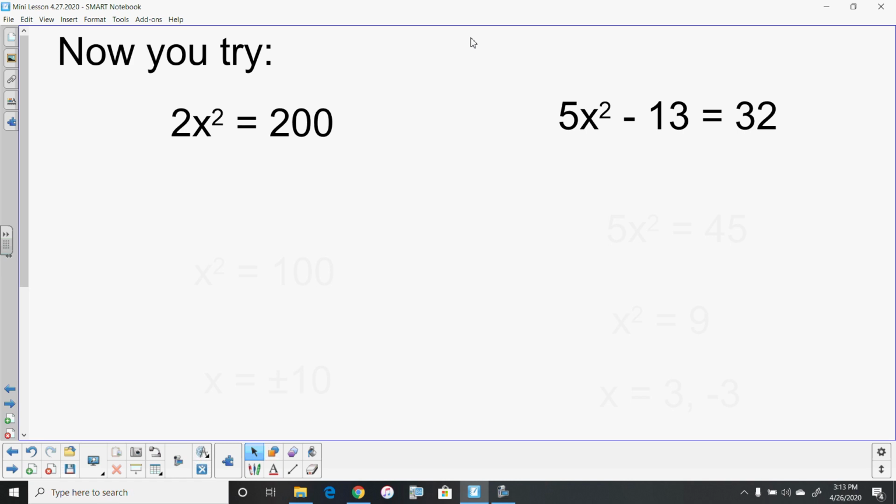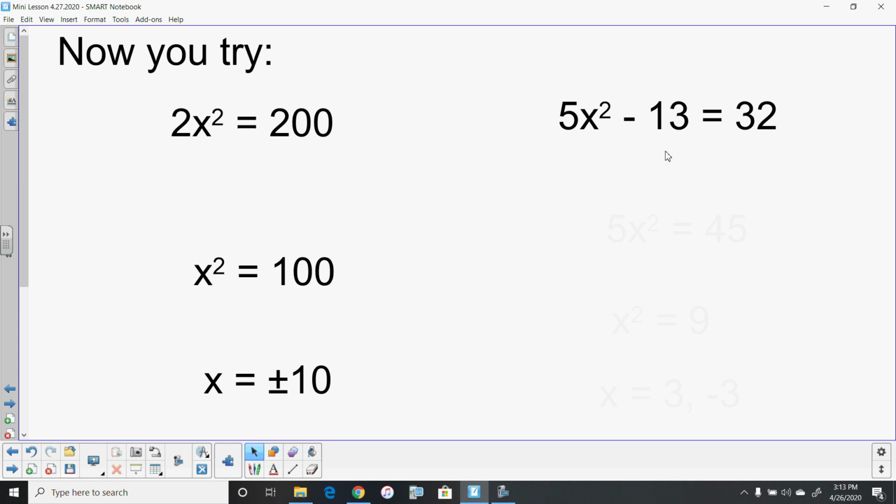Okay. So resuming now, in this first one on the left, divide both sides by 2, we get x squared is 100. Taking the square root of both sides, I get plus or minus 10. And you can write your answer just like that if you want.